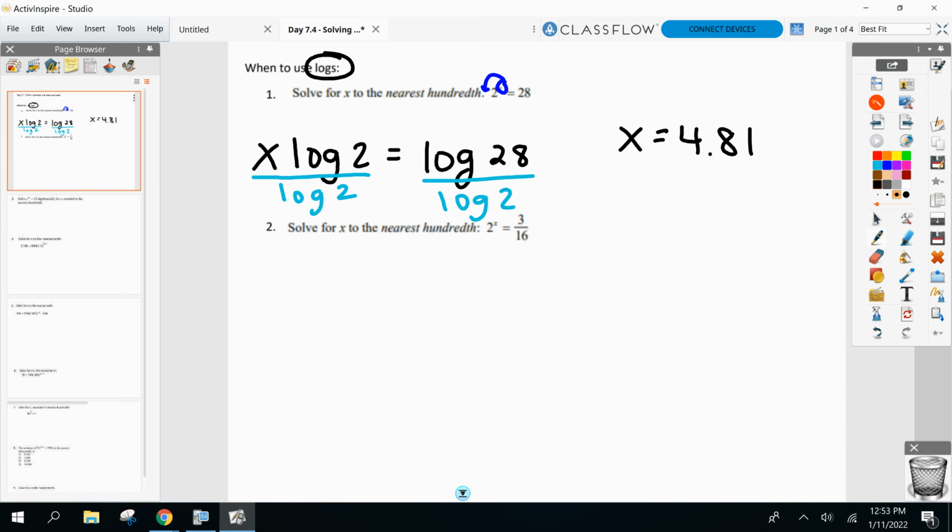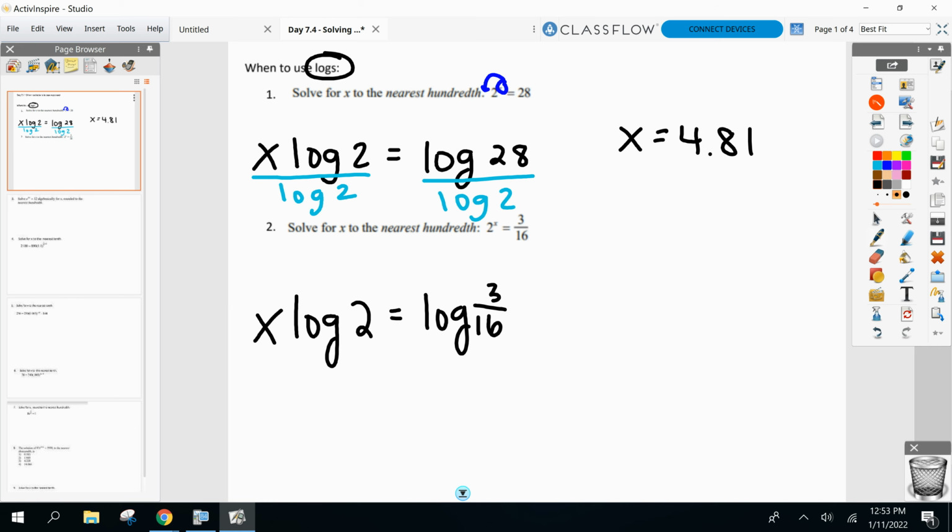Again, 2 to the x equals 3/16. We're not raising 2 to anything to get 3/16, right? So let's bring the x down, which is fine with me. But if you bring the x down, you better log the base. Log 2, and I still have to log 3/16. Everyone all right? Going too fast?